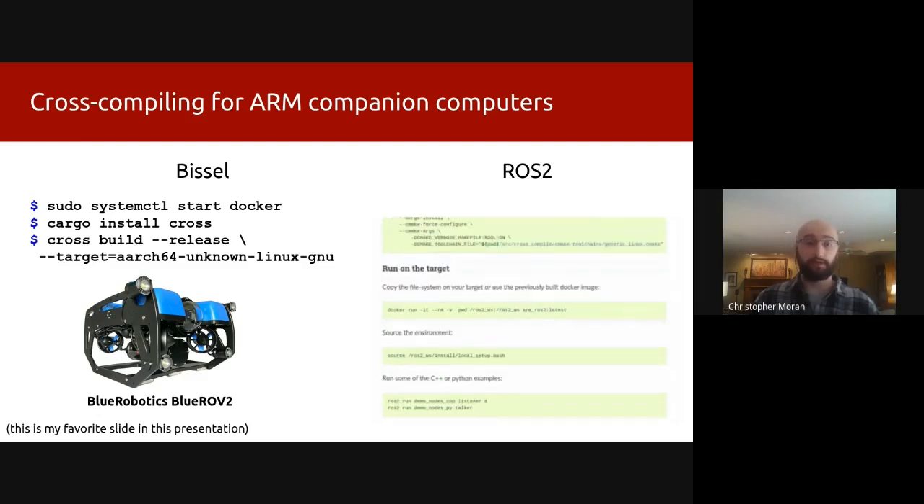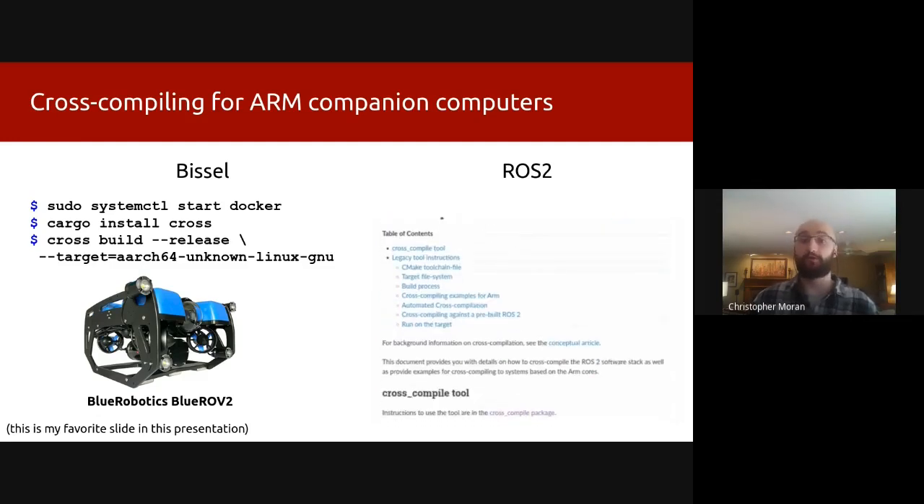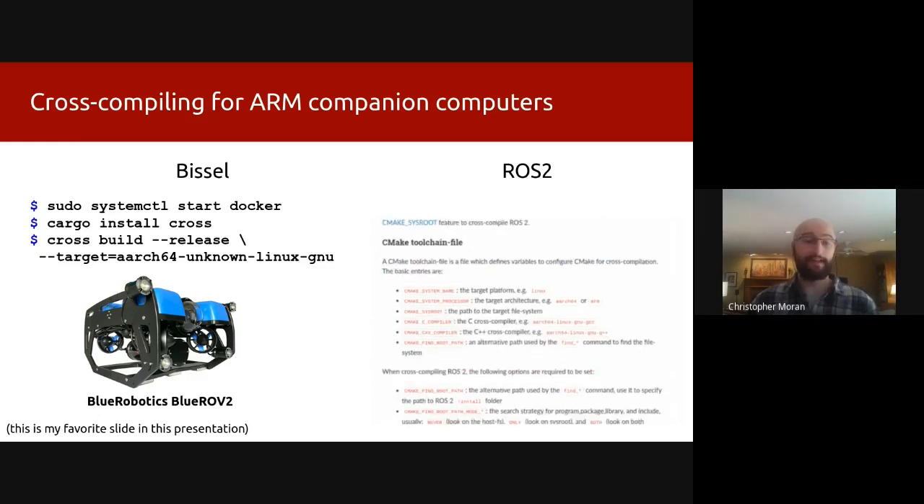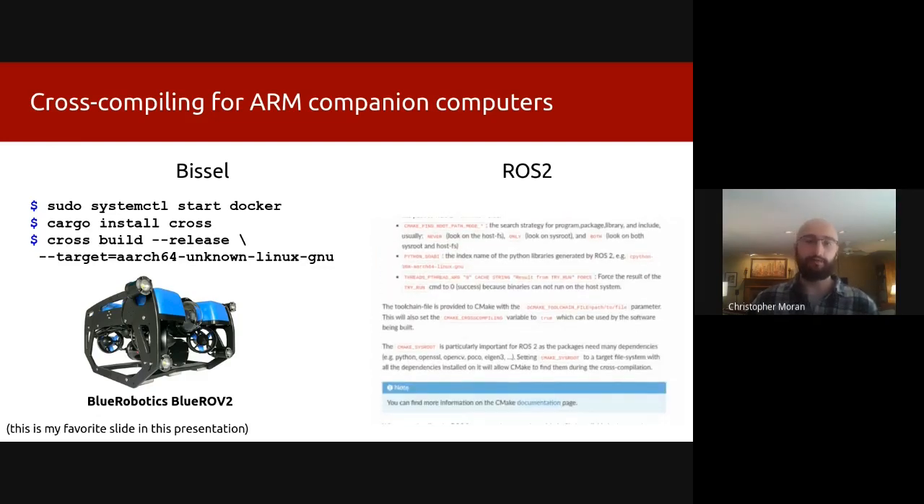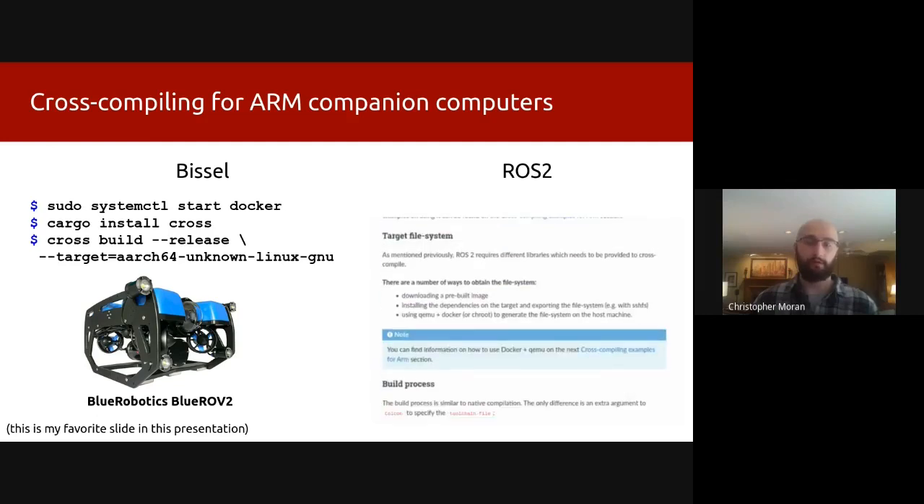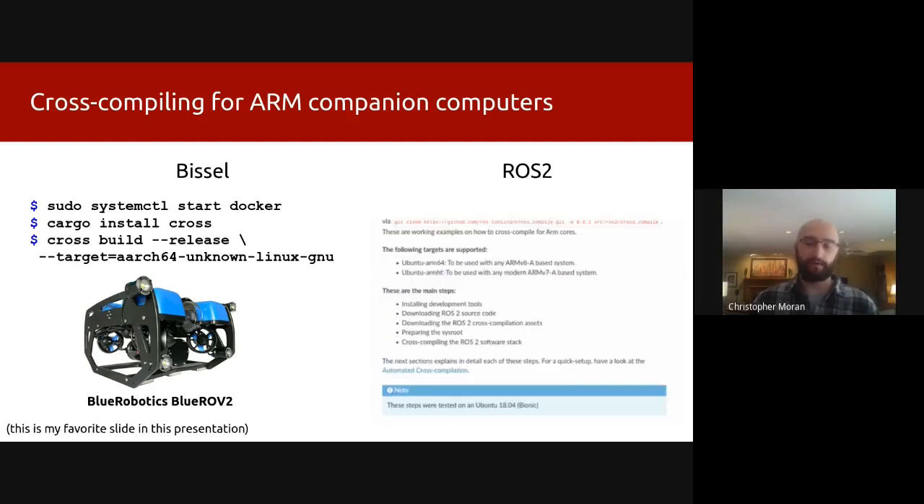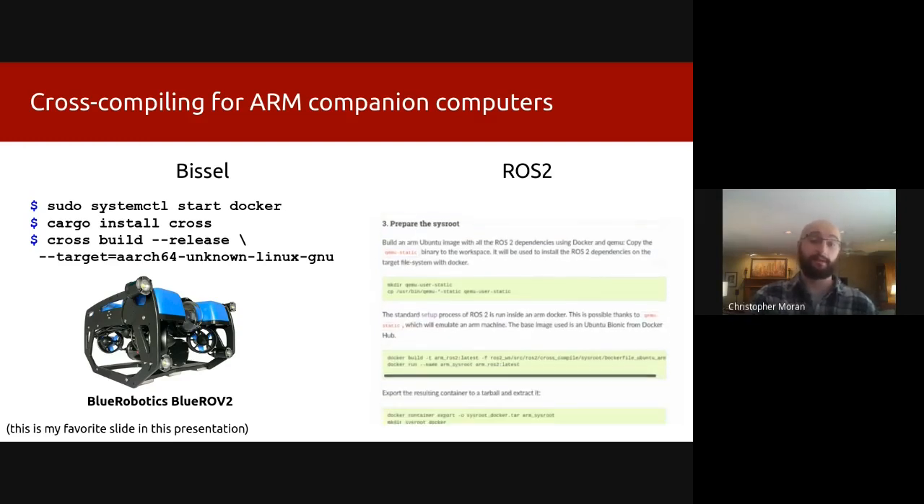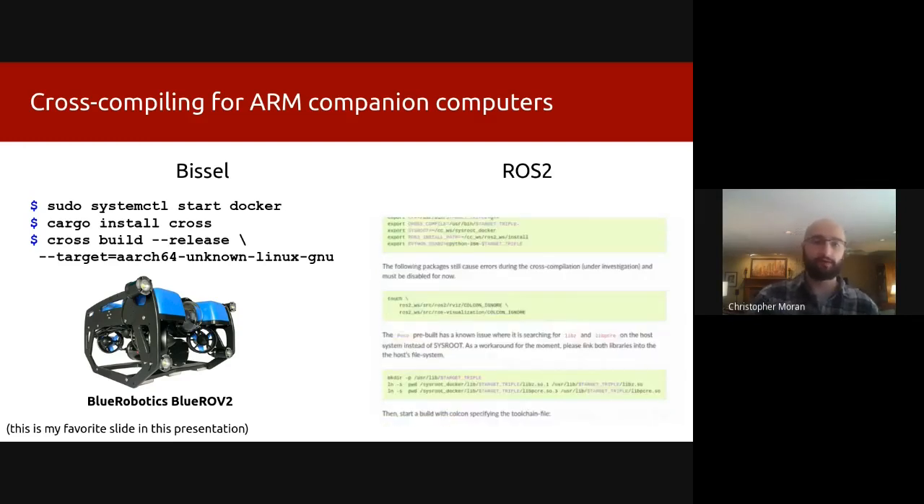For compiling Bissel and deploying it to either the Odroid C4 or a vehicle like the Blue Robotics BlueROV2, which is a vehicle that I have deployed Rust code on in the past, it's 3 lines. And that is a huge benefit to developing code for robotic systems in Rust, because the cross-compilation capabilities and the ergonomics, therefore, are huge time savers.